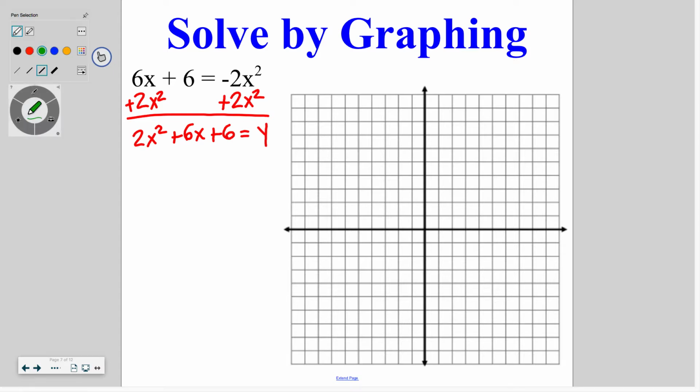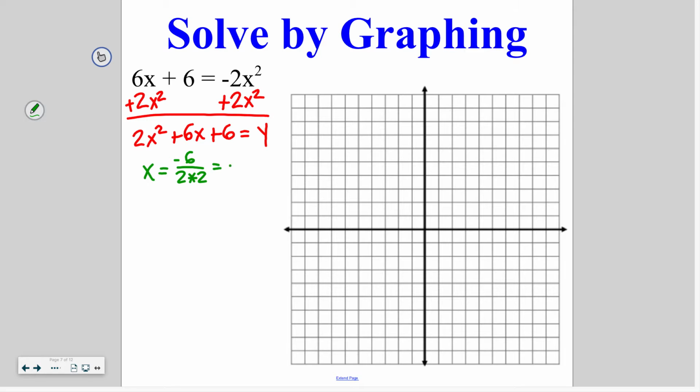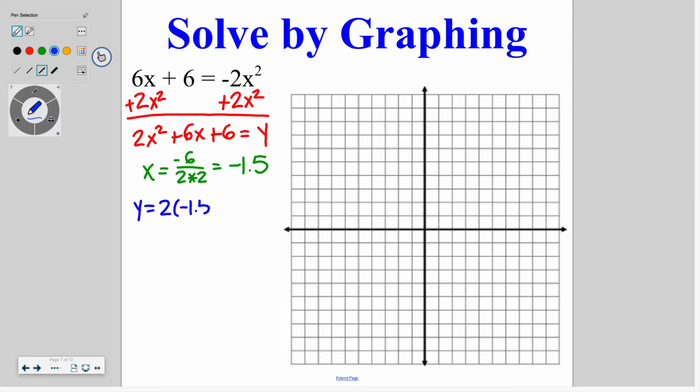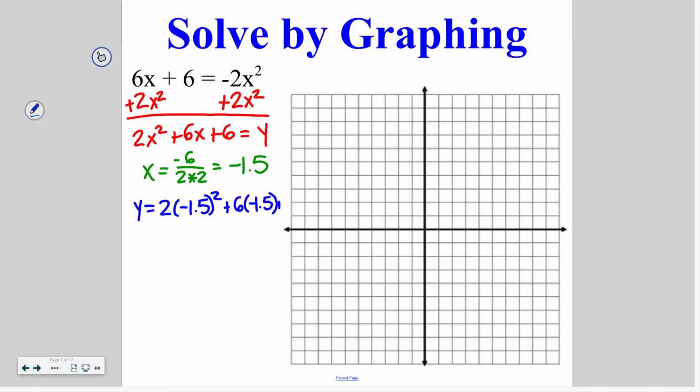Then I'm going to go ahead and find that axis of symmetry. So x is equal to negative 6 over 2 times 2, which is going to give me negative 1.5. Plugging that back in, I end up with y is equal to 2 times negative 1.5 squared plus 6 times negative 1.5 plus 6. Solving that, I'm going to end up with an answer of 4.5 minus 9 plus 6. Solving for that final answer, I end up with a y of 1.5.